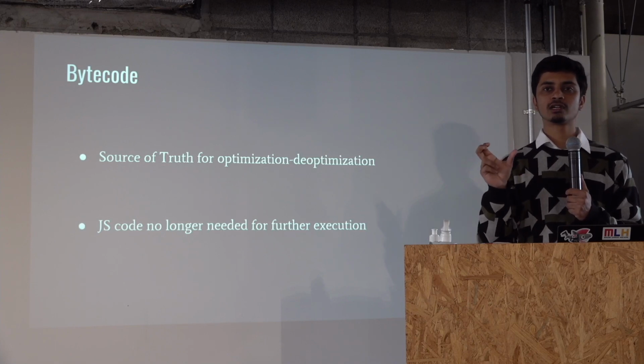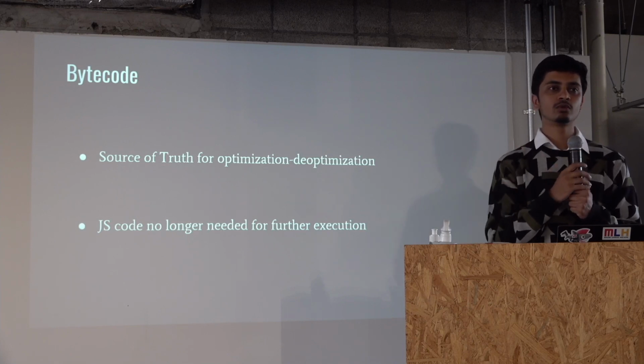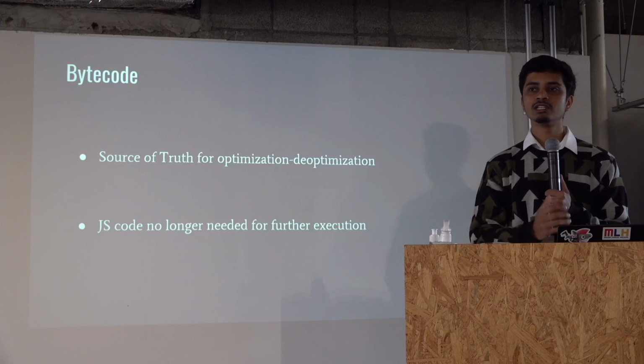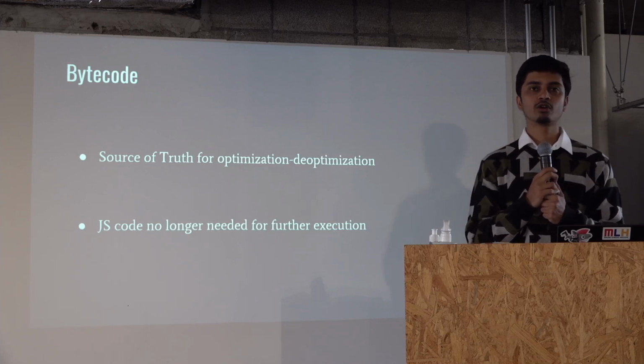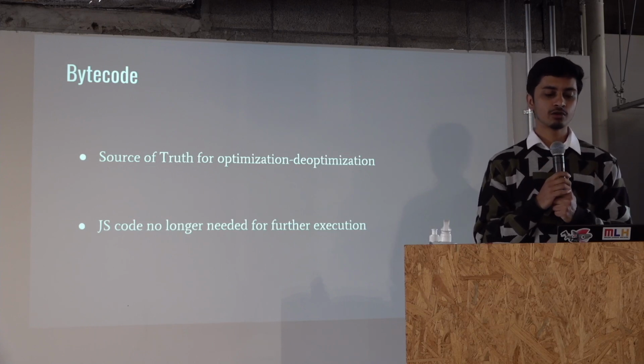Your whole function is de-optimized and it is brought back to the original bytecode that was initially generated. So that process is done once again, every time your type is changed within any part of your code.